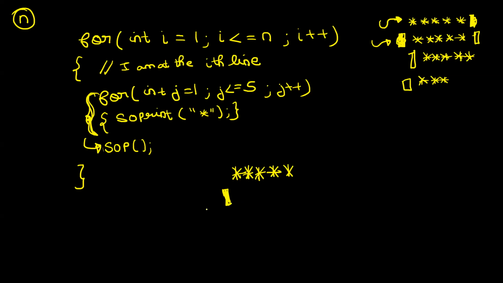So i will become 2. Now i equal to 2, that means I am standing on the second line. Again, you will print 5 stars. Then you will bring your cursor down to the third line. And when you do i++, you go to the third line.